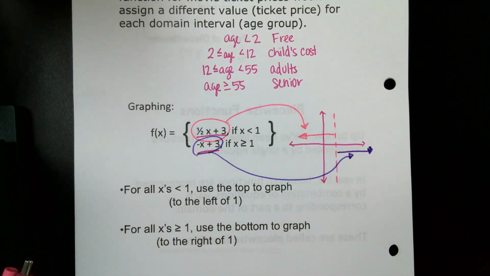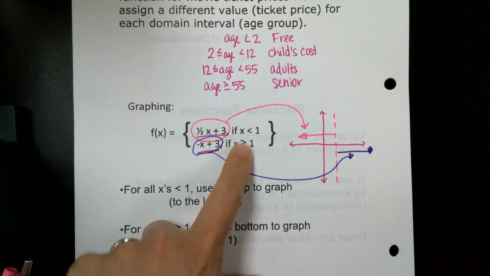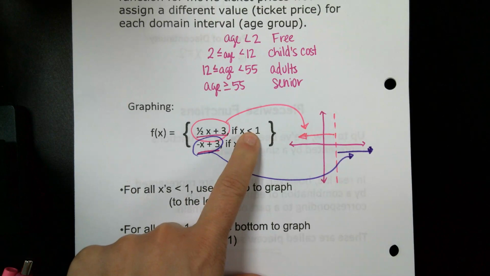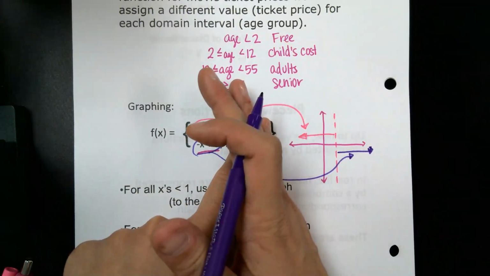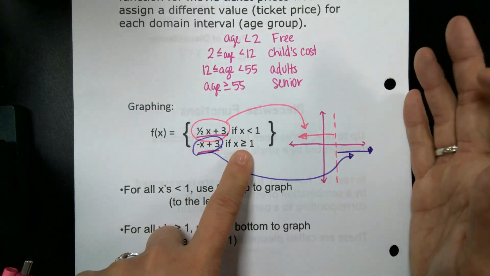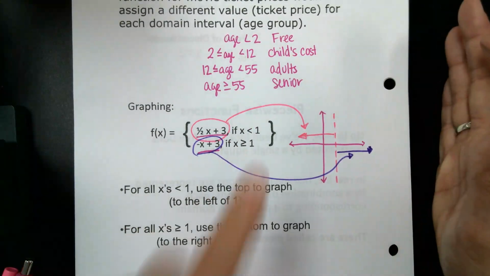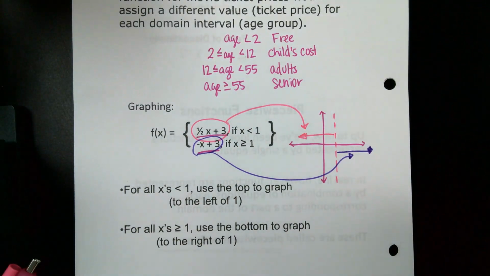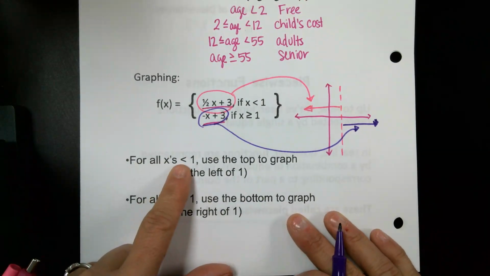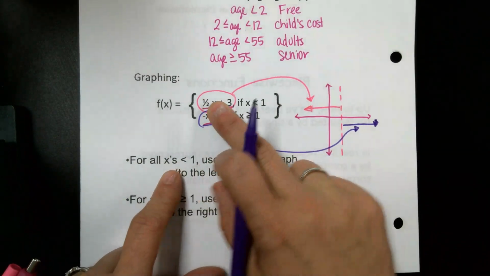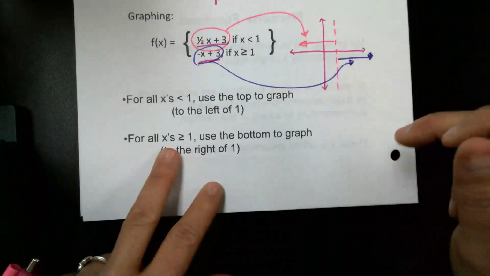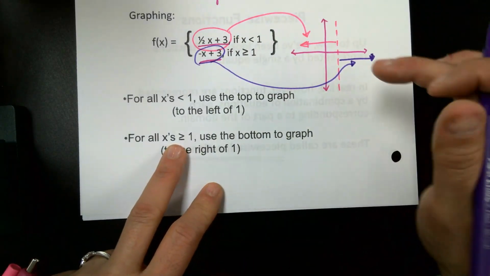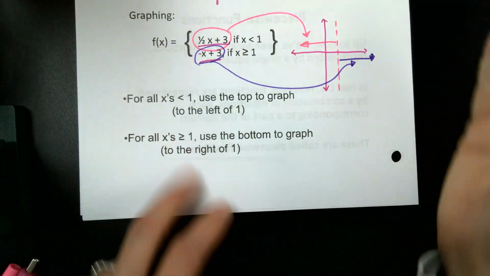So you're going to use different functions depending on what this says. If it's a number less than 1, we'll plug it in and it should land on this side of the graph. If it's bigger than 1, we'll plug it in and it should land on this side of the graph. Okay, it even says that. For all x's less than 1, we're going to use the top function and it should be on the left side. And then for anything bigger than or equal to 1, we're going to use the bottom function and it'll be on the right side.